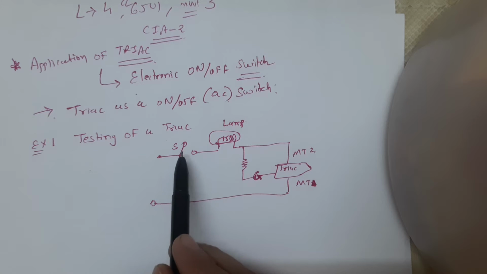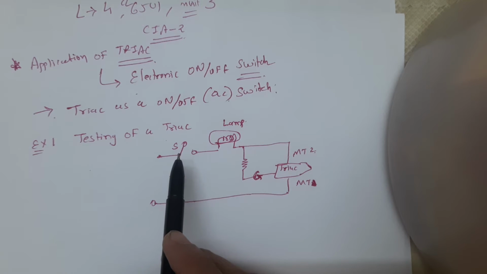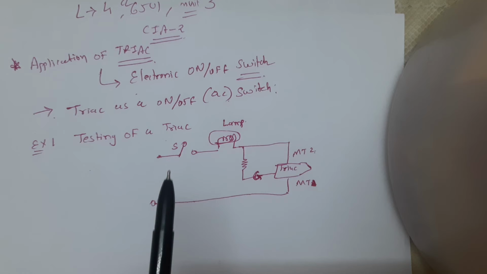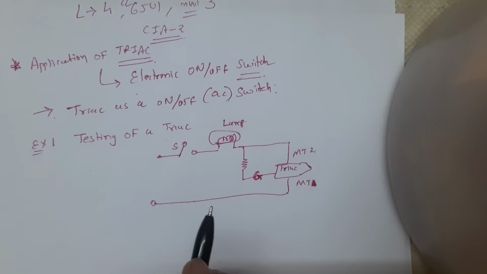Note that the lamp is on at full brilliancy because the triac conducts both the positive half cycle and the negative half cycle of the AC input. This method of triac testing has two main advantages. First, it is a very simple method, and second, it does not require expensive apparatus.